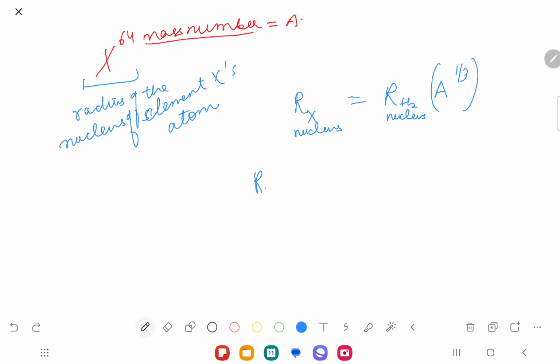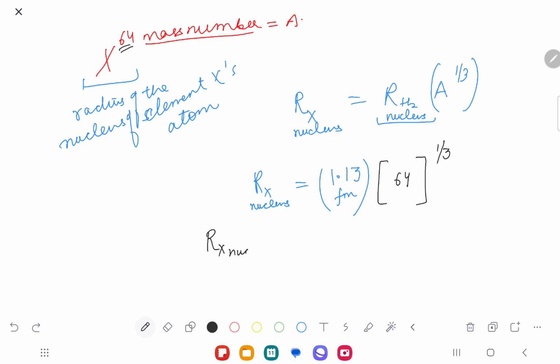So what shall the radius of X nucleus be? The radius of hydrogen atom's nucleus is 1.13 Fermi, into the mass number of X, which is given to me as 64, raised to power 1 over 3. So R of X nucleus shall be what? It shall be 1.13 Fermi into what is 64? 64 is 4 cube, raised to power 1 over 3. So 3 cancels 3 again.